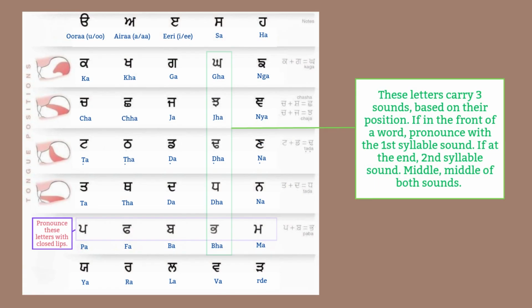Now these letters also carry 3 sounds based on their position. For example, if in the front of a word, we pronounce the fourth alphabet with the first syllable. If at the end, then we pronounce it with the second syllable. If it's in the middle, we take the middle of both sounds. We will get into the details as we start to study each row.